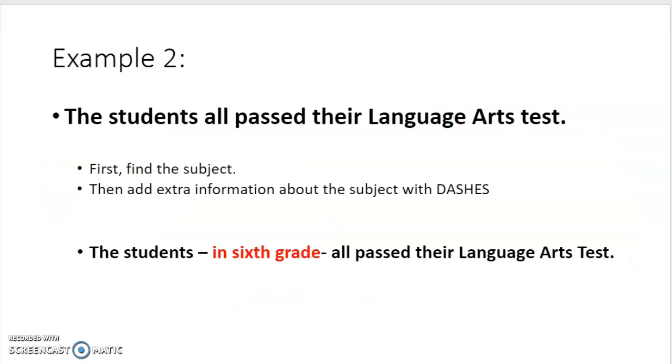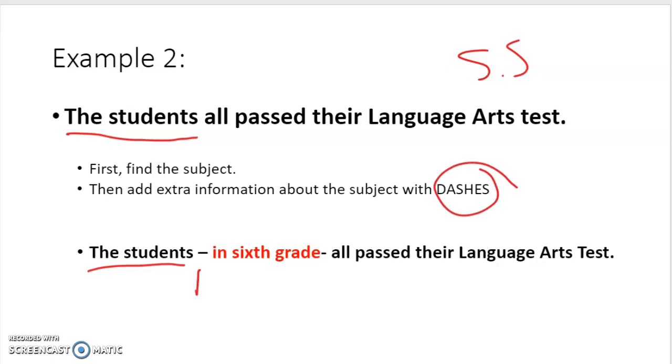The students all passed their language arts test. Here is my regular simple sentence. First thing we need to do is to find the subject, who or what the sentence is about. The whole sentence is about the students. Okay, so write down the students. Then read your directions and see if you're adding in extra information with dashes, commas, or parentheses. And in this case, you are doing dashes.